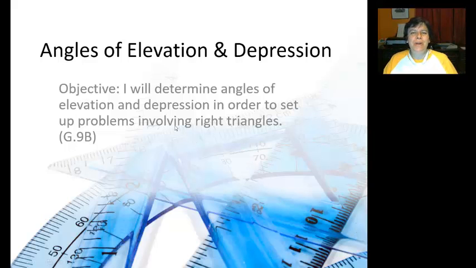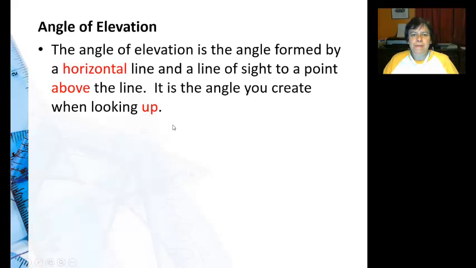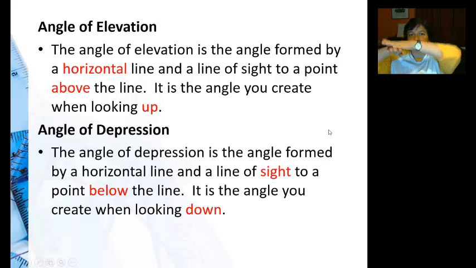Anyways, in this lesson, we are going over angles of elevation and depression. What does that mean? Well, the angle of elevation is the angle formed by a horizontal line and a line of sight. So in other words, if this is a line you're looking at, this is horizontal, straight across, and you look above the line, you're looking up, you're elevating your eyes. So it's the angle you create when you look up. The angle of depression is basically the angle you create if instead of looking up, you look down.